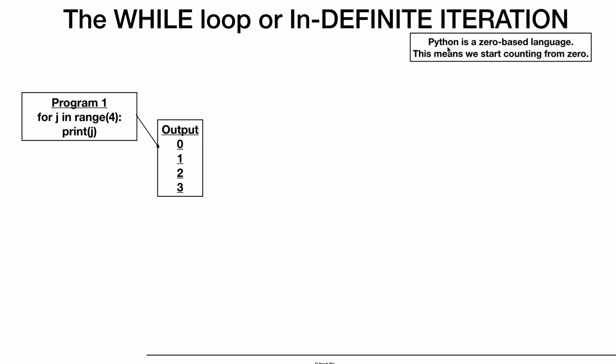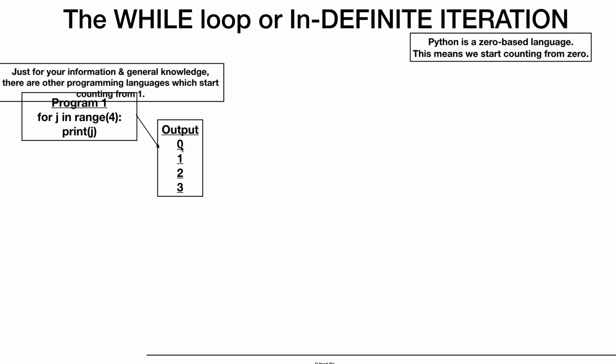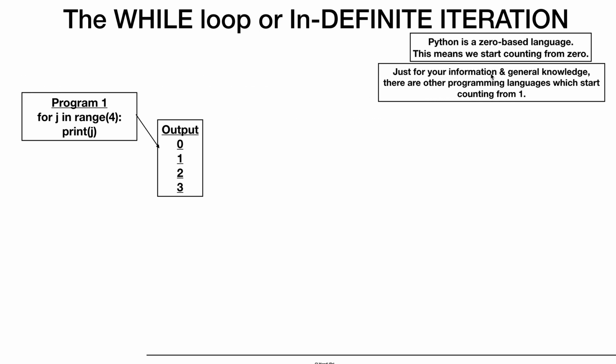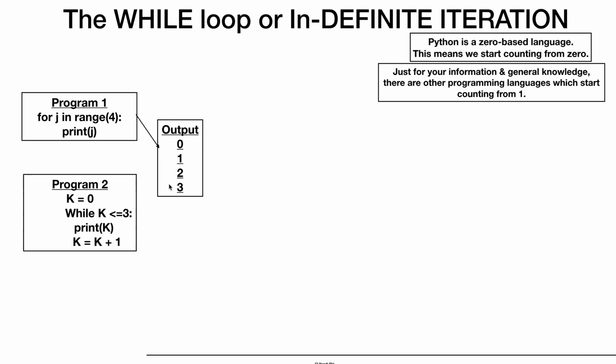Now here, remember, Python is a zero-based language, which means we start counting from 0, as we have done here. Just by way of general knowledge, there are other programming languages which start counting from 1. Now, we can make use of the while statement to produce this same output. And here is the while statement in program 2. Let us see how program 2 is working.